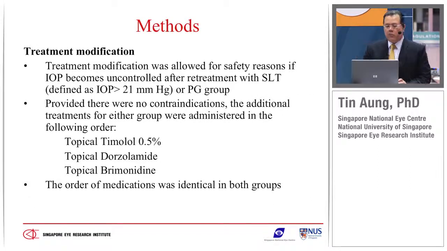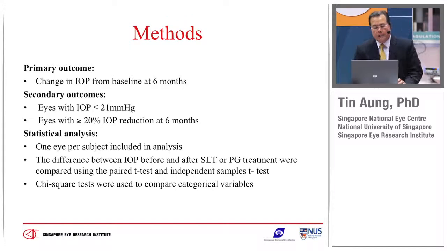We also allowed treatment modification for safety reasons if the IOP became uncontrolled. The additional treatments allowed were timolol first, followed by dorzolamide, and followed by brimonidine. The primary outcome was a change in IOP from baseline to 6 months, and the secondary outcome was the proportion of patients who had IOP less than 21, as well as those who had more than 20% IOP reduction.